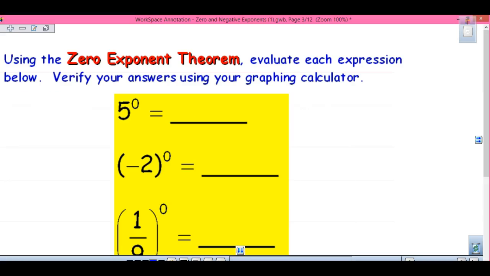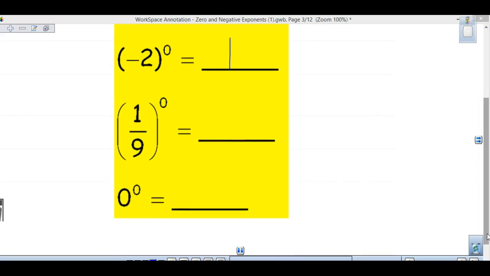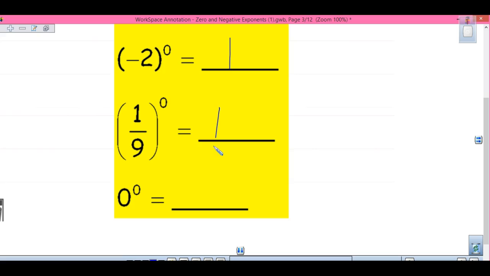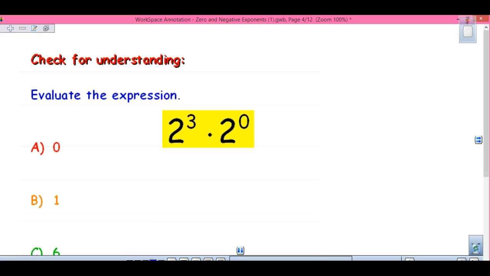All right, so what's 5 to the 0 power? What's negative 2 to the 0 power? What is 1/9 to the 0 power? What is 0 to the 0 power? 0. Because anything to the 0 power is 1, except for 0. Okay? That's why it's 1, because that's a rule.